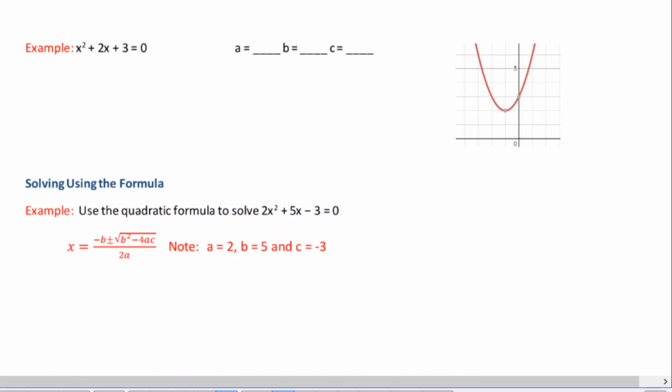You can give example 3 a try on your own. You're going to notice that your discriminant is a negative number. So discriminant is less than 0. So you get no solutions. So let's look at solving using the quadratic formula.